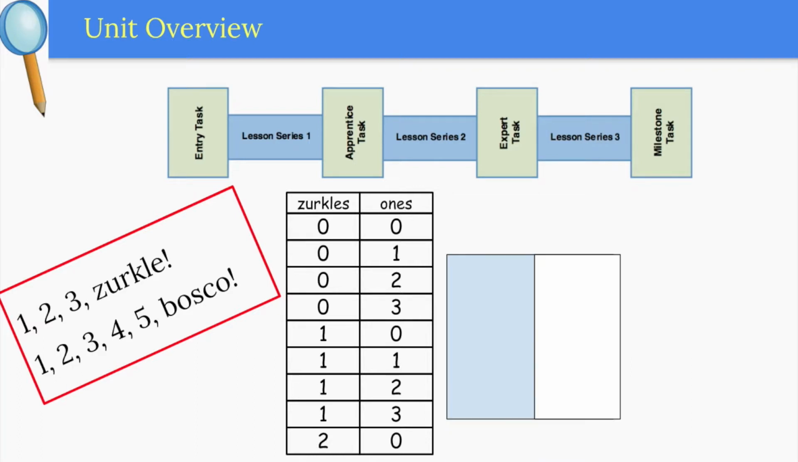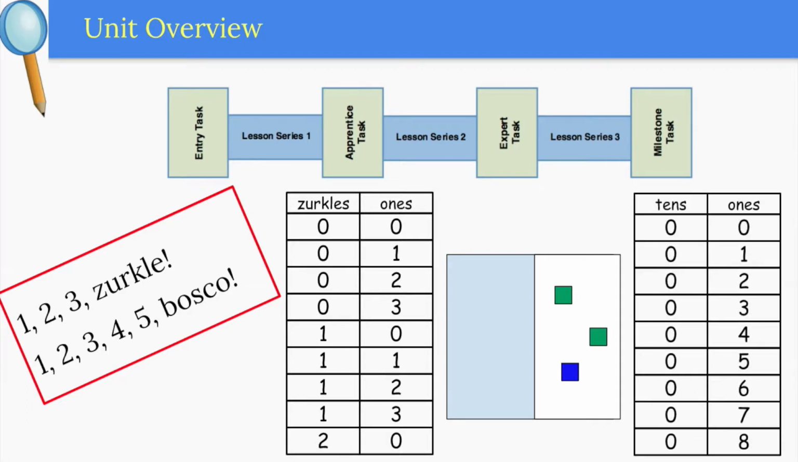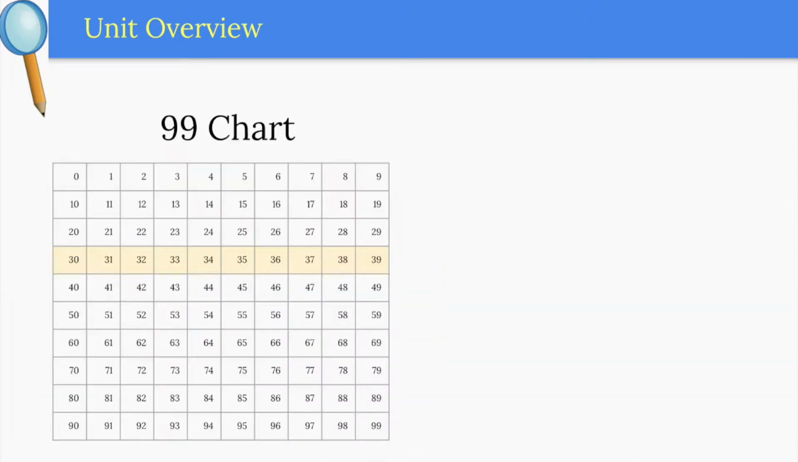They learn to compose a unit when the quantity of ones is great enough, and to decompose a unit when the quantity of ones is insufficient. They then transfer this understanding to the base 10 system with units of tens and ones and use it to compare double-digit numbers.